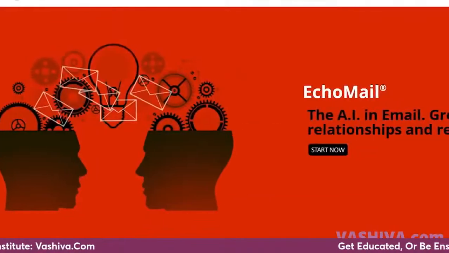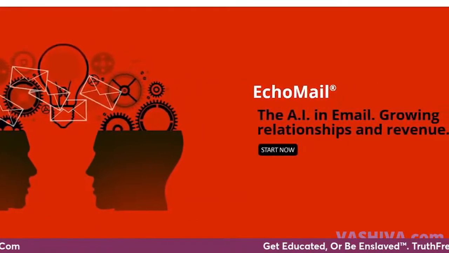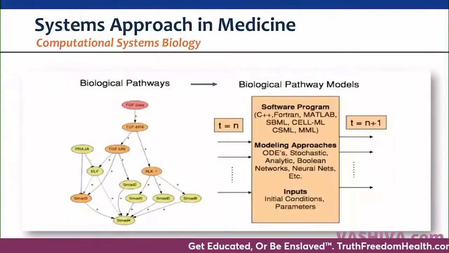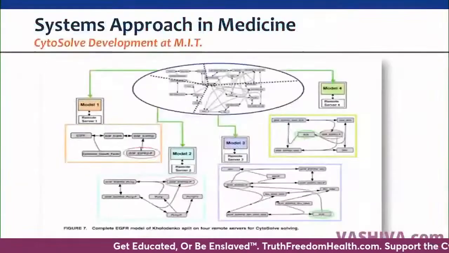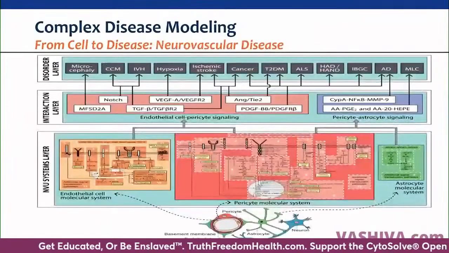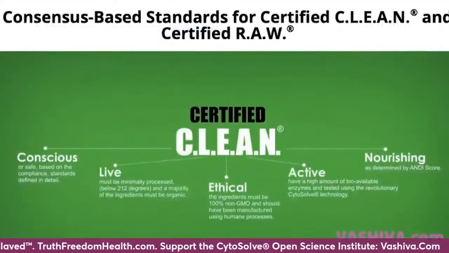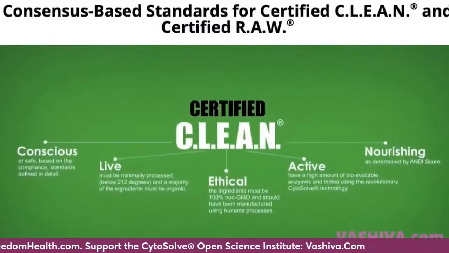EchoMail, the world's first intelligent email management system. Cytosolve, a computational biology system for eliminating animal testing to discover new medicines faster, cheaper, and safer. And the creation of a whole systems methodology for certifying clean food.